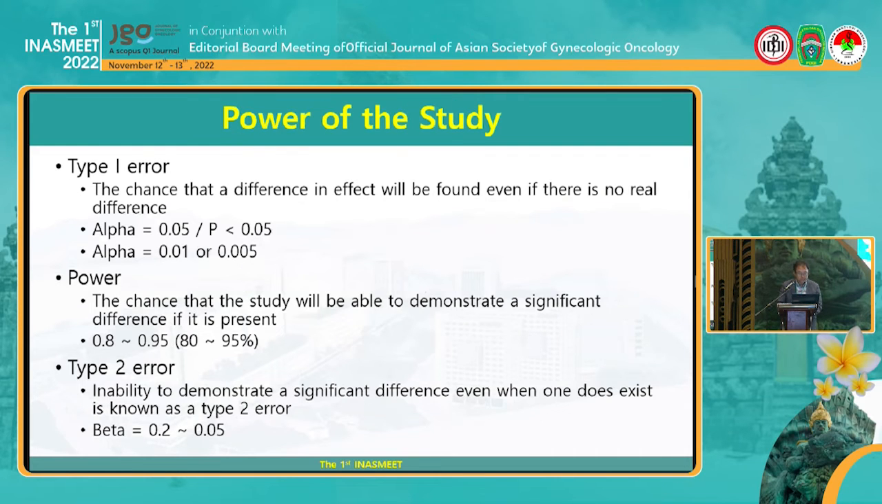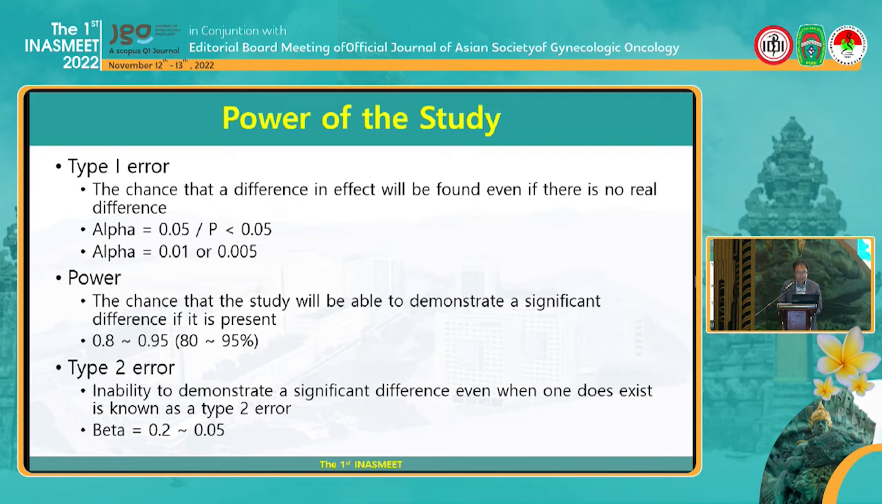Next is the power of the study. There are three concepts: type 1 error, power, and type 2 error. The chance that a difference in effect will be found even if there is no real difference is type 1 error. Type 1 error is usually fixed at 0.05 due to convention. This is the same as a p-value less than 0.05.